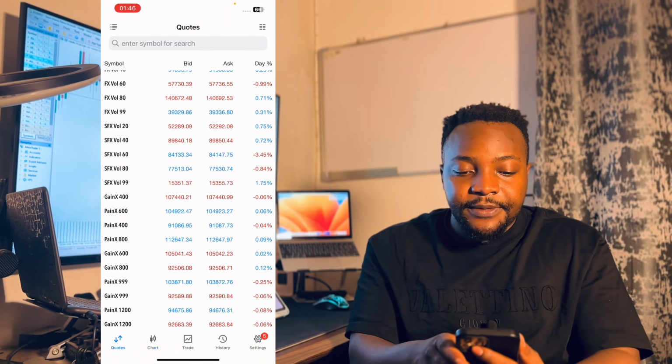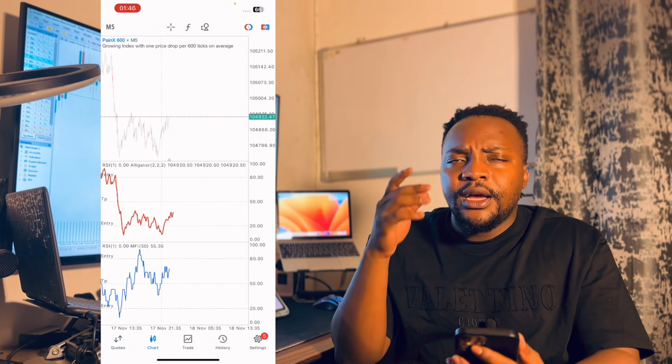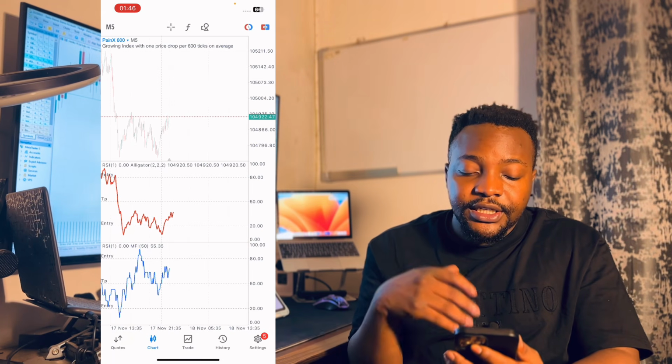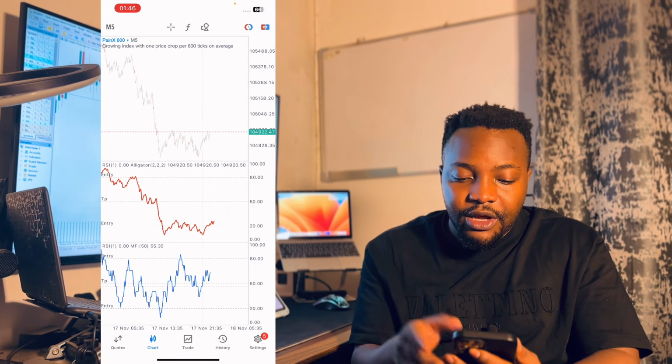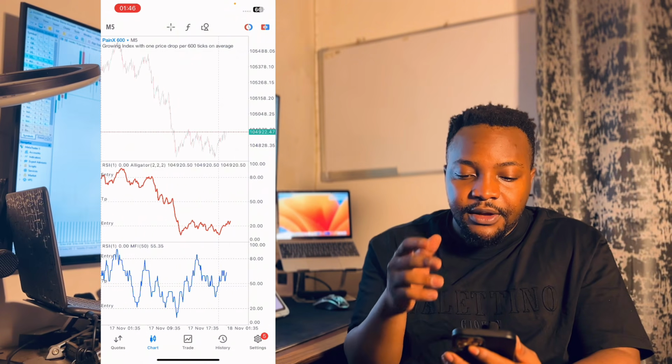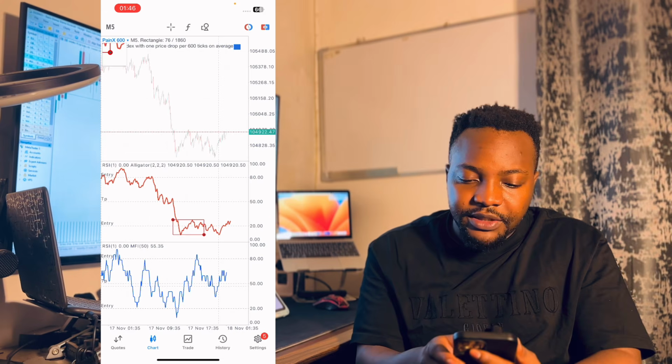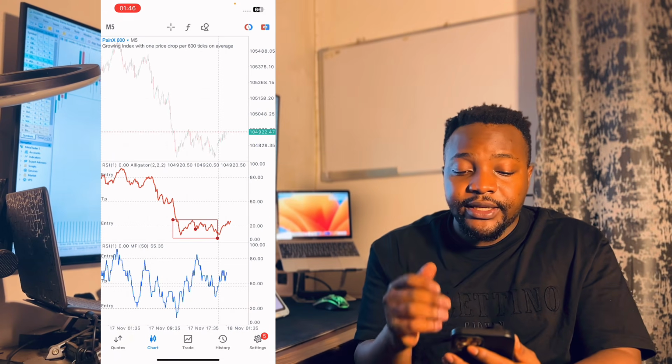Whenever the alligator and the money flow index align in direction, there's usually a good movement. But I want you guys to try this out first before going live with it. Right here, we've got a nice buying opportunity. This is Pain X 600.